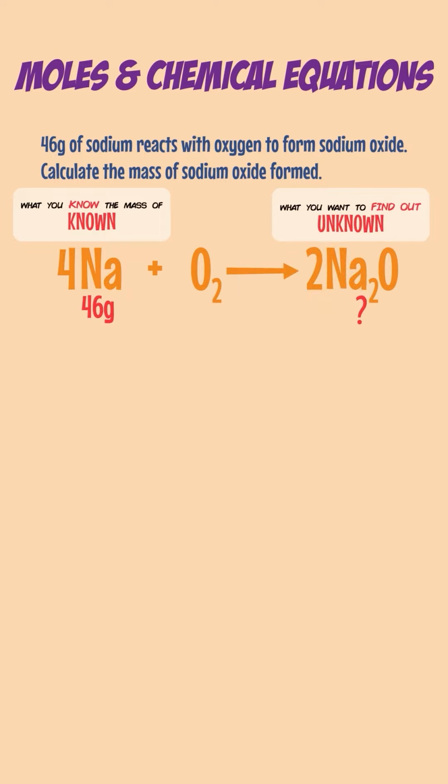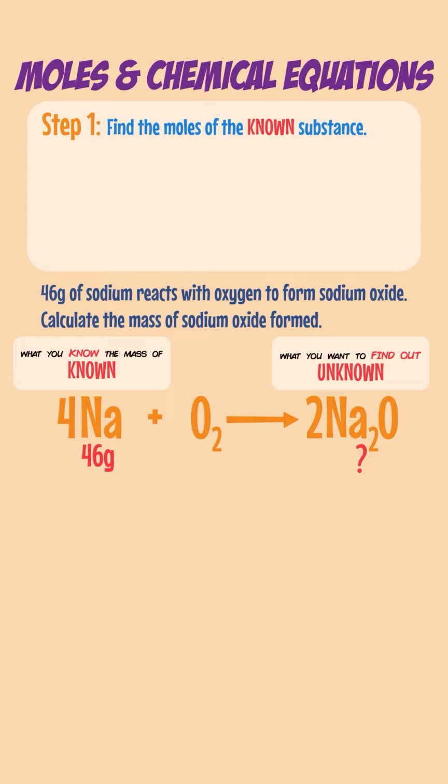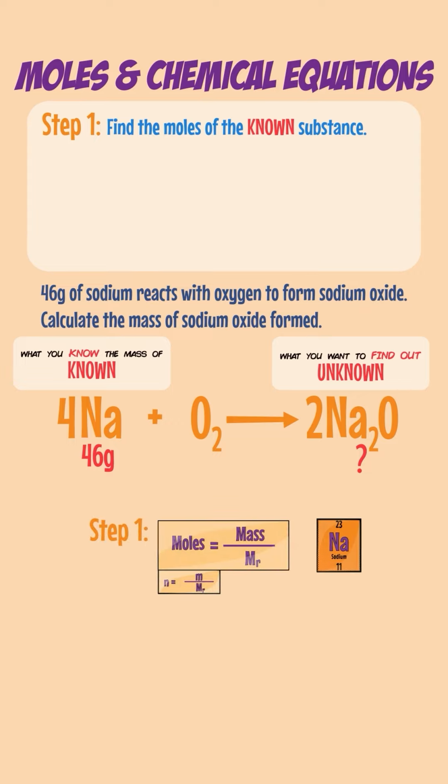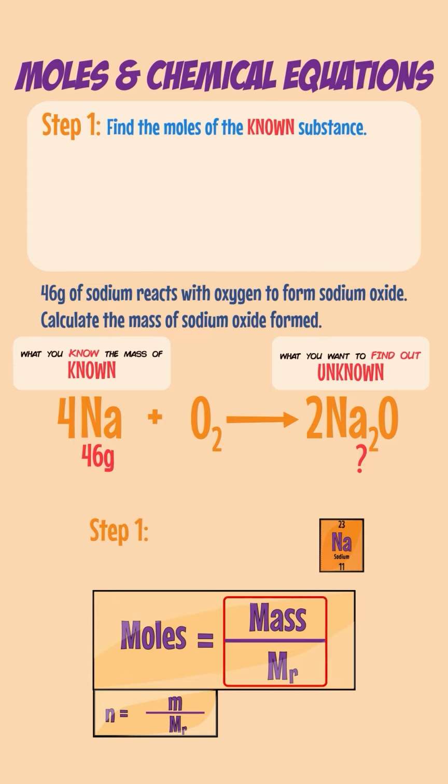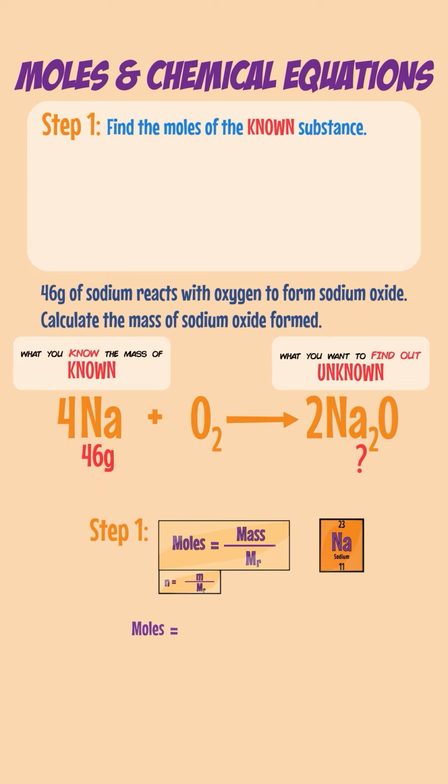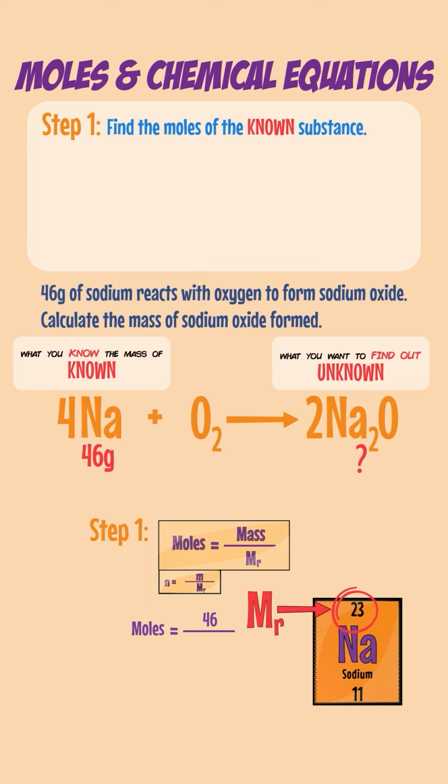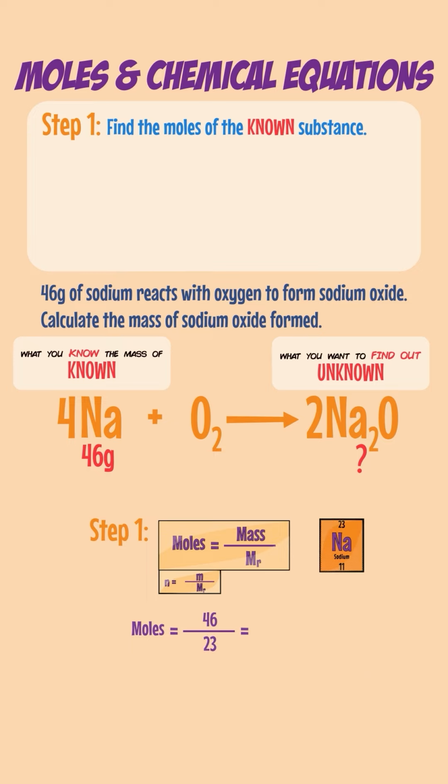The next thing to do is to find the moles of the known substance. You could do this by using the formula and dividing the mass by the MR of the known substance. So here we would do 46 divided by the MR of sodium, which is 23. This tells us that there are 2 moles of sodium involved.